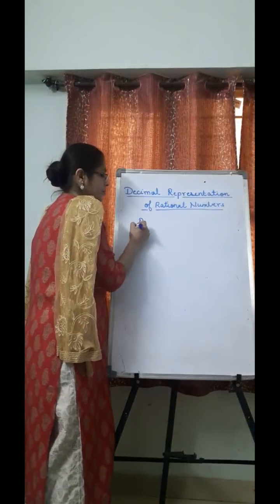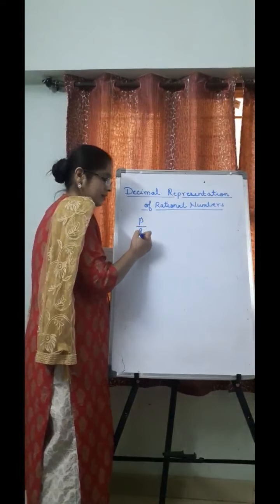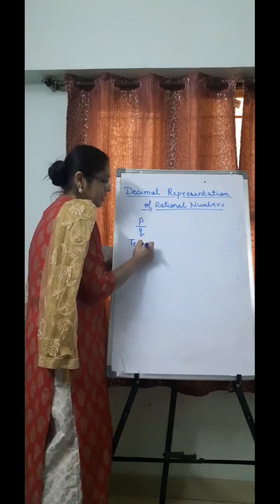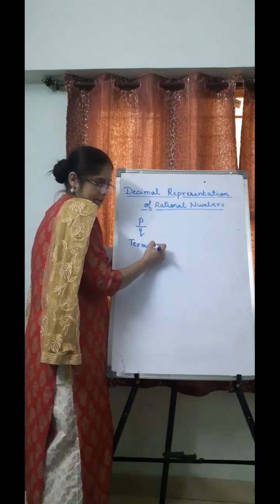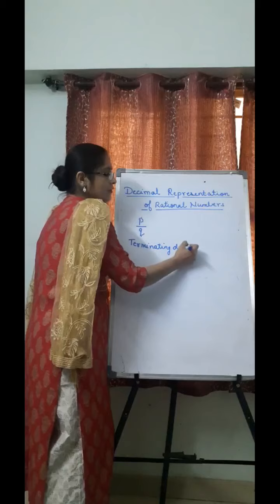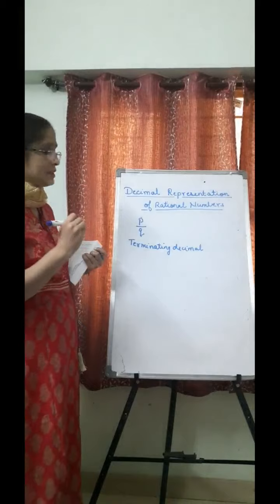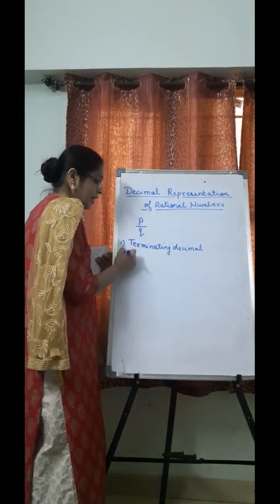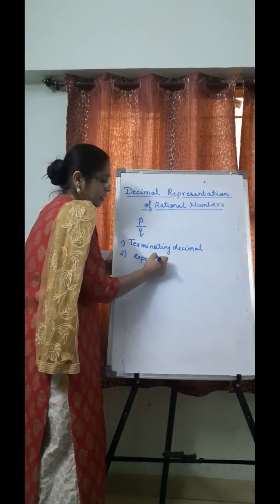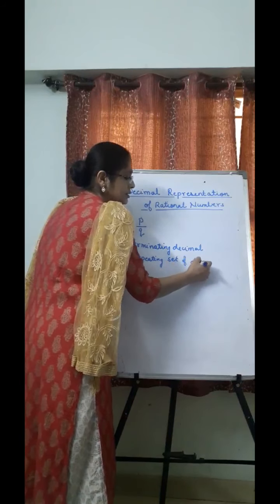Let our rational number be of the form P upon Q. Then when P is divided by Q, we have two types of decimal. Either it terminates after a few steps. Terminating decimal means we will get a remainder as 0 after a finite number of steps. Another thing is we get a repeating set of decimals. We do not get the remainder 0 but a repeating set of decimals.